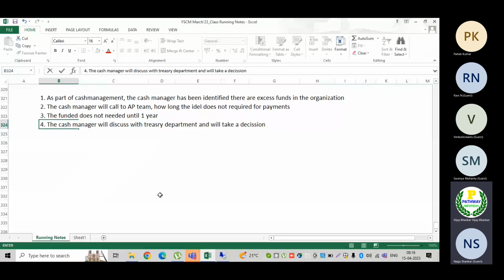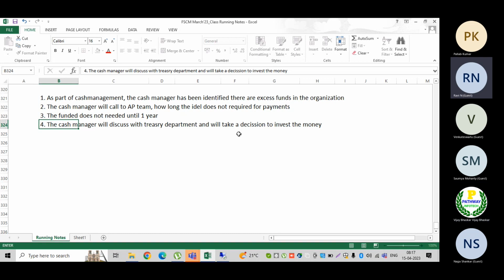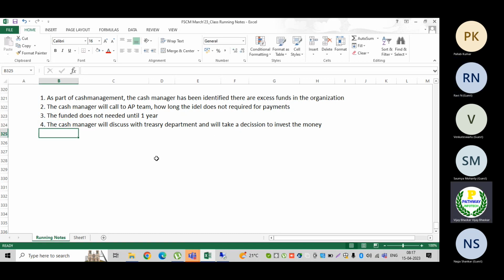Sorry for that. Now the cash manager will discuss with the treasury department and take a decision to invest the money. I will explain, ignore the money market for now, it's irrespective. When they have decided that they want to invest the money, let us talk about Ravi's point here.